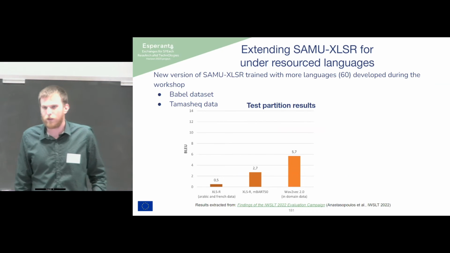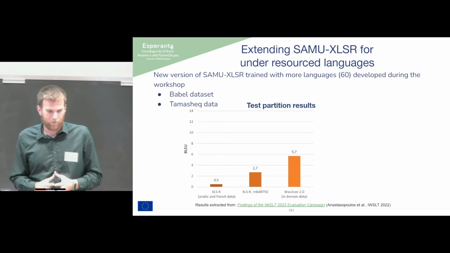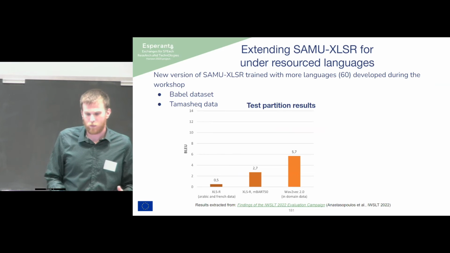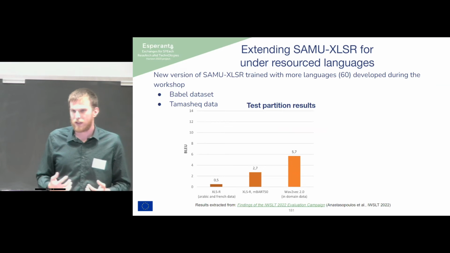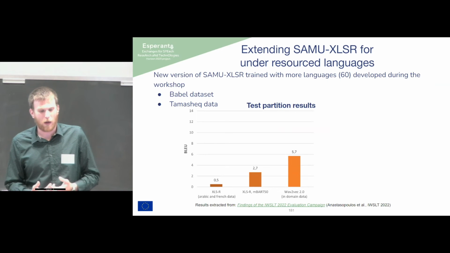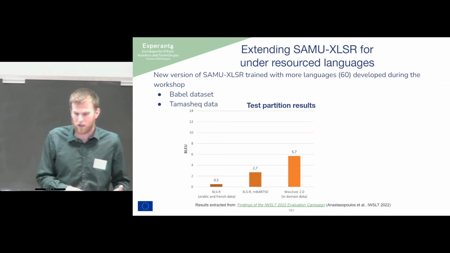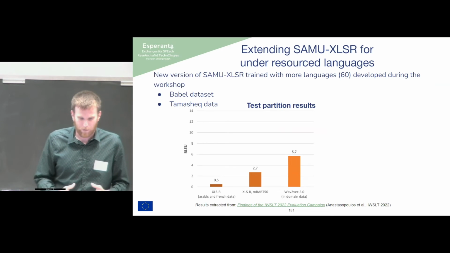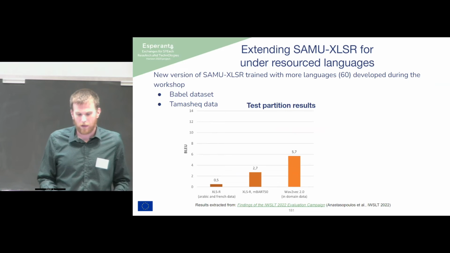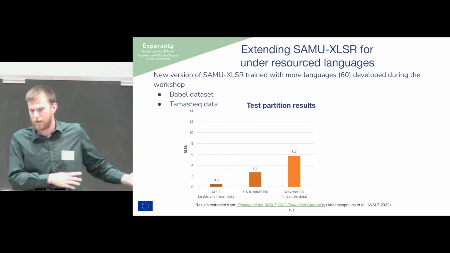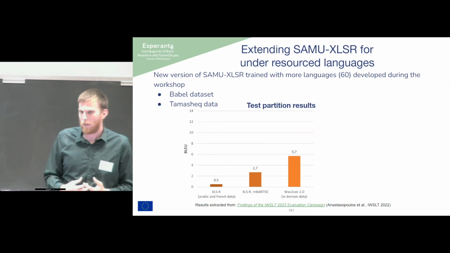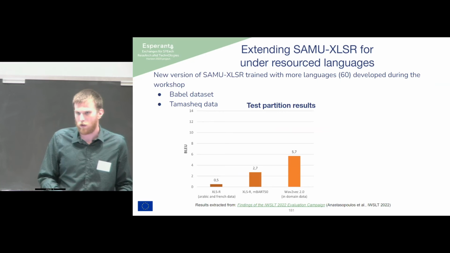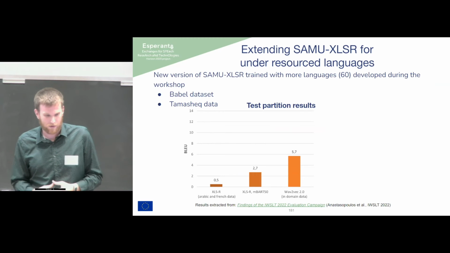So in order to handle this data, in the final weeks of this workshop, we developed a new version of the SAMU-XLSR model, which was trained with even more languages than the original one. Now we are going to 60 languages instead of 50, which was the original one. For that, we also included the data from the Babel dataset and this Tamasheq data as just explained. With this new version, we evaluated it on this Tamasheq audio to French text.